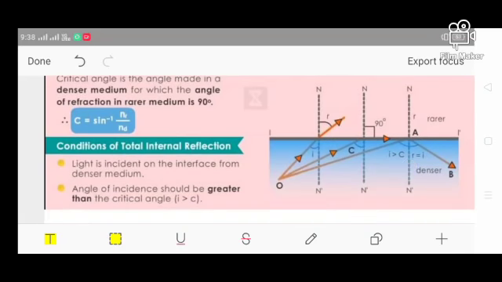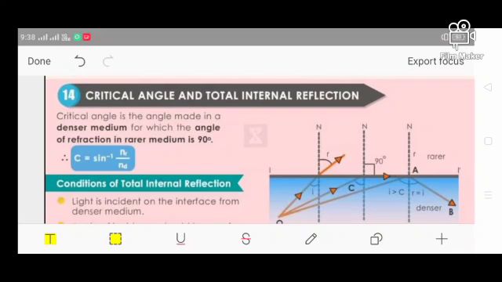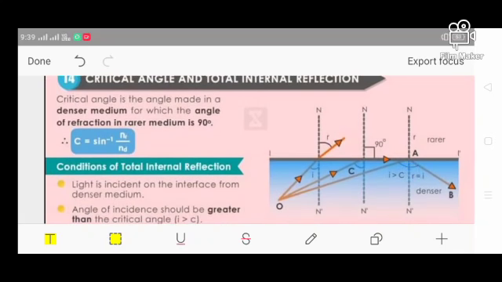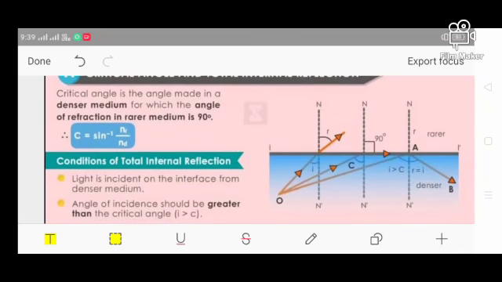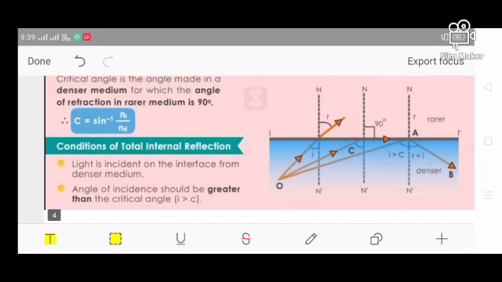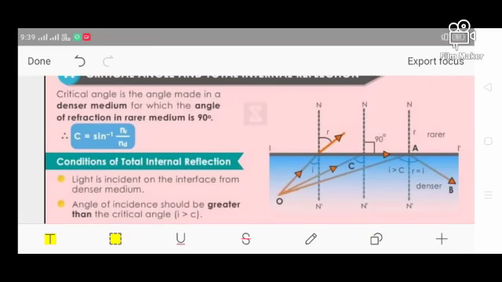So what are the conditions for total internal reflection? The critical angle is formed when rays of light go from the denser medium to the rarer medium, and the angle of refraction is 90 degrees. Total internal reflection occurs when the angle of incidence is greater than the critical angle. Got it? When the angle of incidence is greater than the critical angle, total internal reflection will occur.